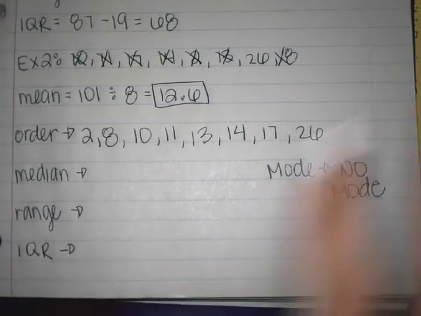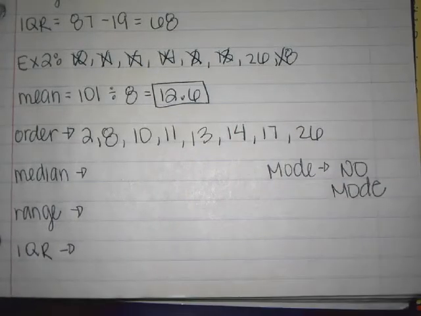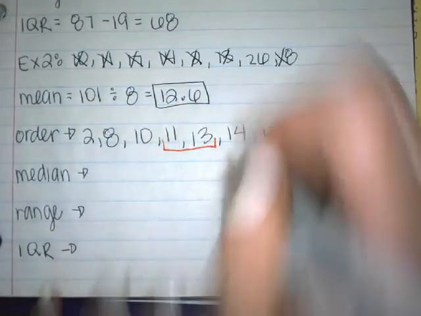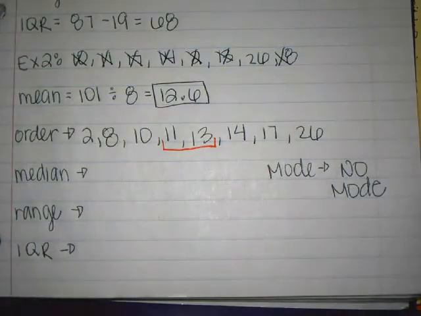Okay. Median. I need to find the middle number. What do you notice on this problem? It's an even number, so that means there's how many numbers in the middle? What are my two numbers in the middle? 11 and 13 are in the middle. So if I want to find the median and there are two numbers, what do I need to do? What do I do, everyone? Add them and divide by 2.